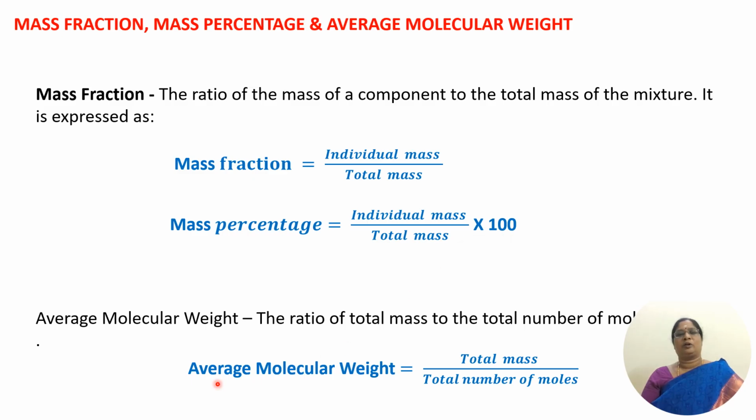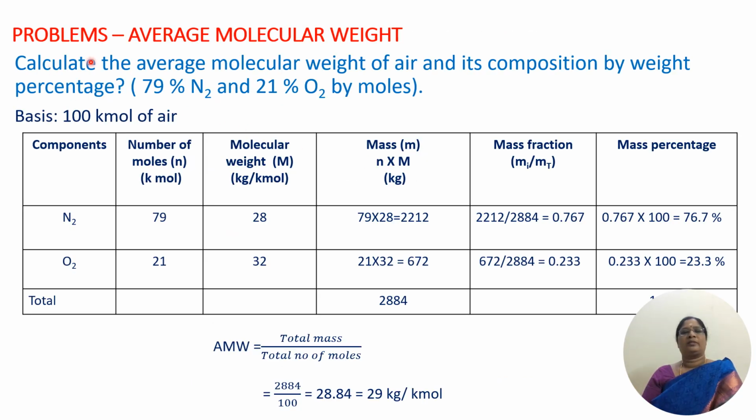Then let us talk about what is average molecular weight. Average molecular weight is the ratio of total mass to the total number of moles, and it can be mathematically expressed as average molecular weight is equal to total mass by total number of moles, that is small m by small n. Let us solve a simple problem based on average molecular weight.